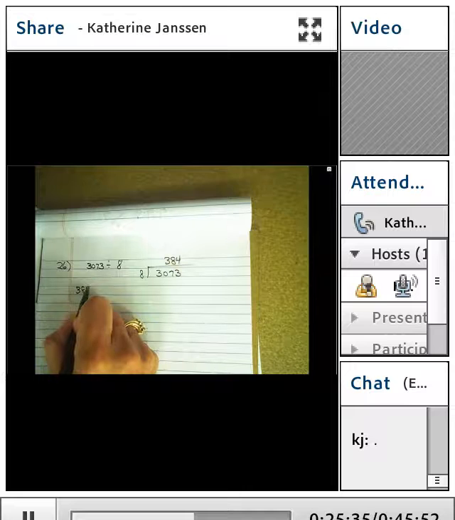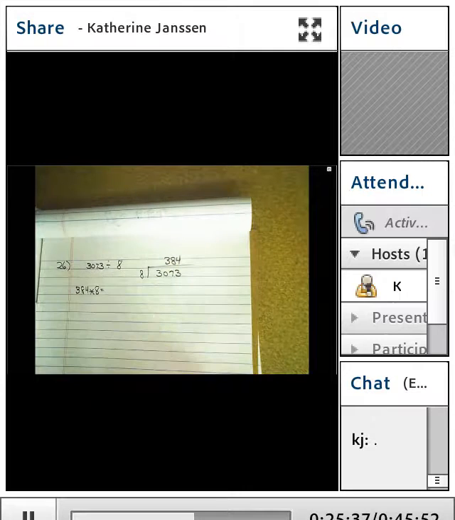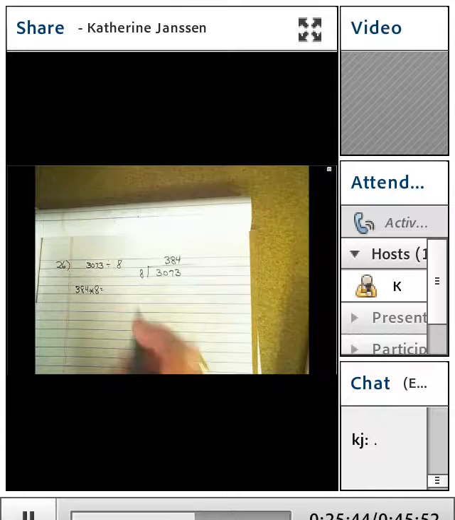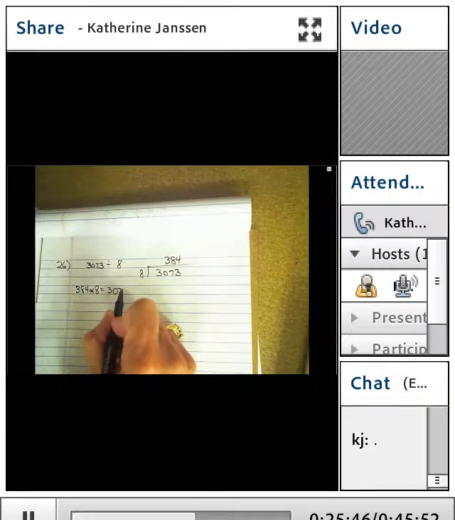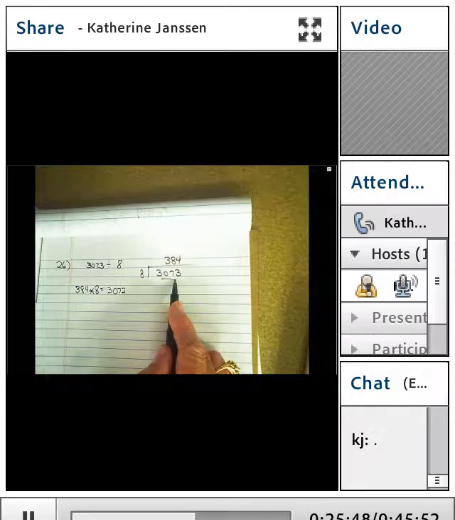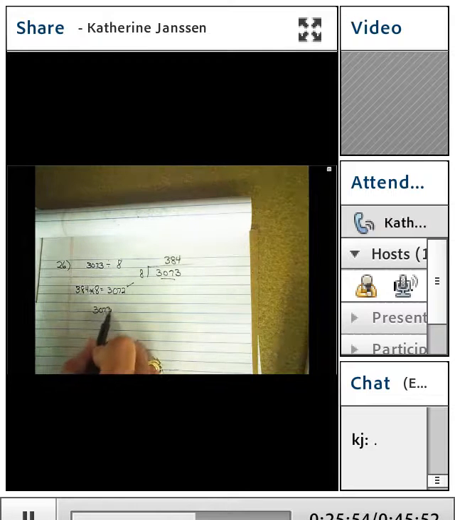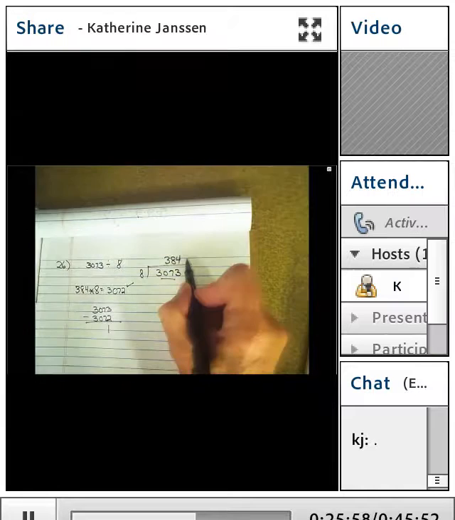384 times my divisor 8. The whole number portion, 384 times 8, would be 3072. I'm going to find the difference between the dividend and what I have so far. So 3073 subtract 3072, and I get 1 as a remainder.